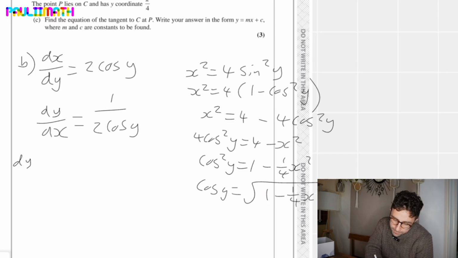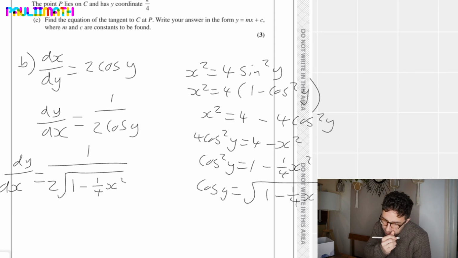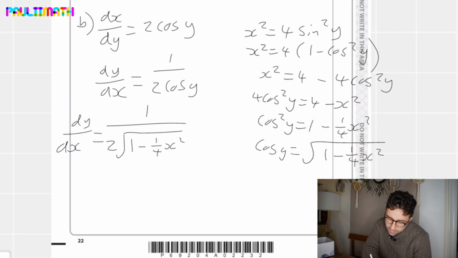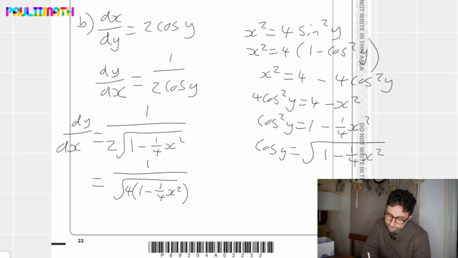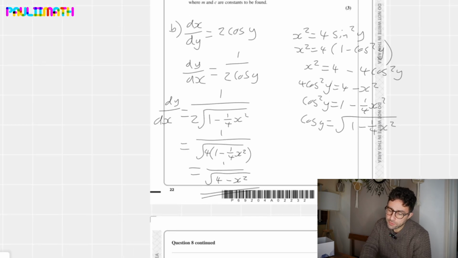So if we sub that in now, dy by dx equals 1 over 2 times the root of 1 minus a quarter x squared. Just playing around with this to get the numbers good. Let's put the 2 inside, which is like putting it as 4 inside the square root. And then if you multiply it, you would indeed get 1 over root of 4 minus x squared. So it should just be 4.